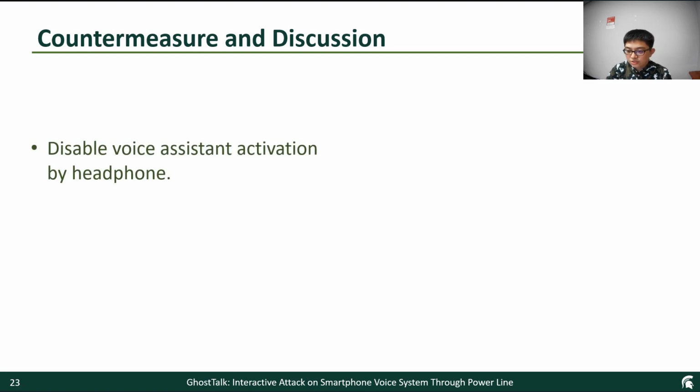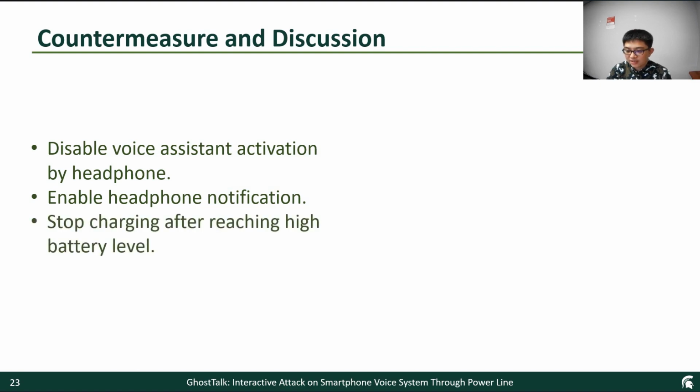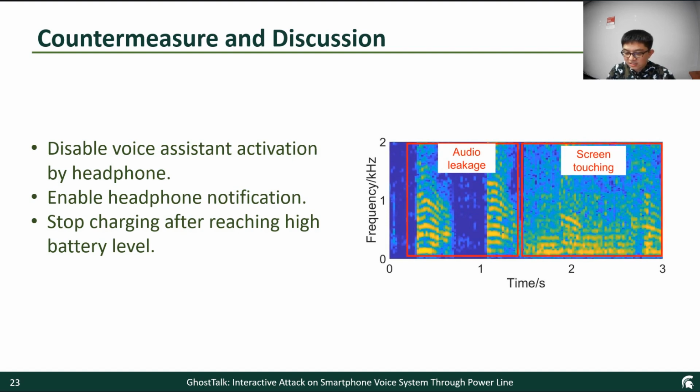For GhostTalk, users can disable voice assistant activation by headphone to defend against this attack. Or some phones will give a notification when a headphone is connected, and it will help the user to detect the GhostTalk attack. For the GhostTalk SC attack, users can stop charging after reaching a high battery level to protect their privacy. Also, as a discussion, we find that when users are touching the screen, the GhostTalk SC performance may degrade since screen touching will cause more power consumption, but we can still recognize patterns between each screen touch.